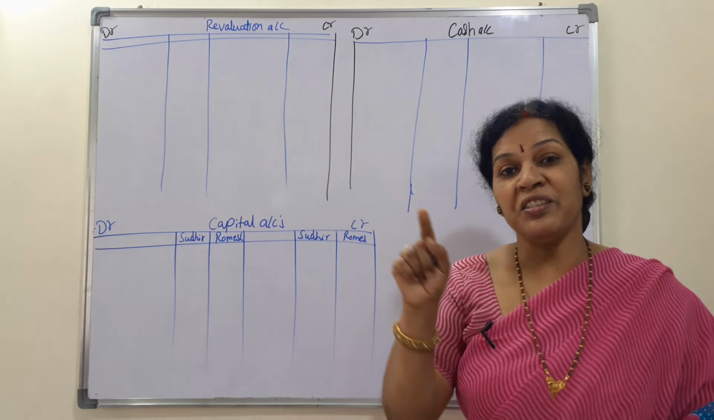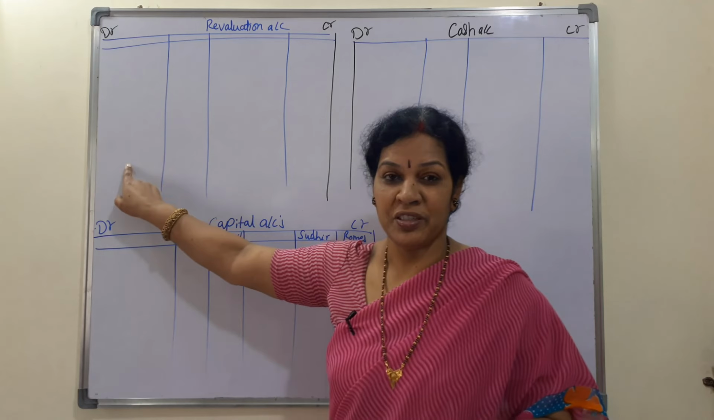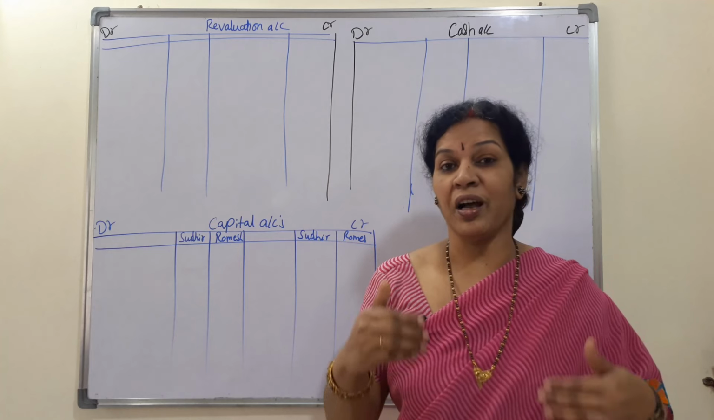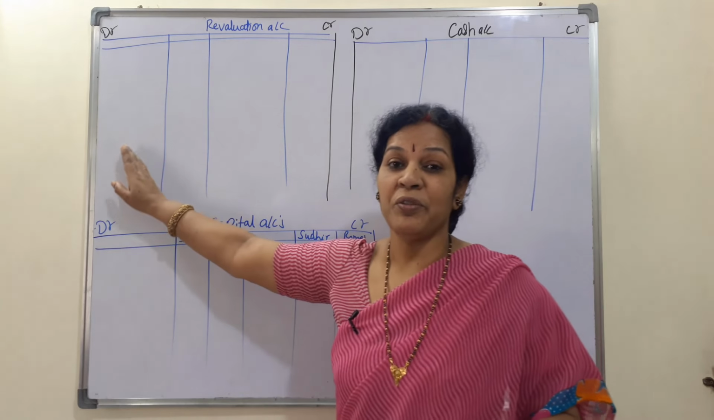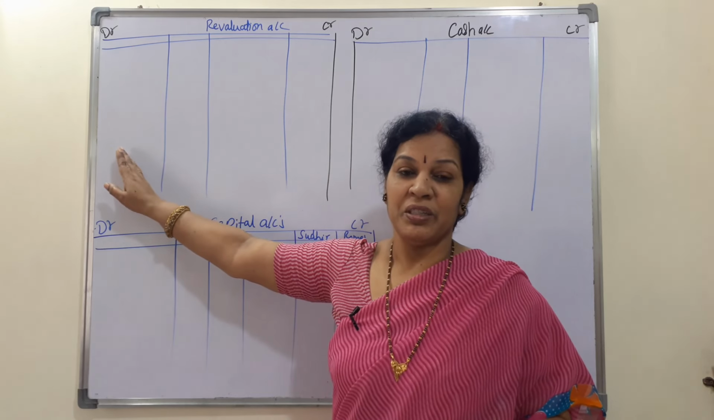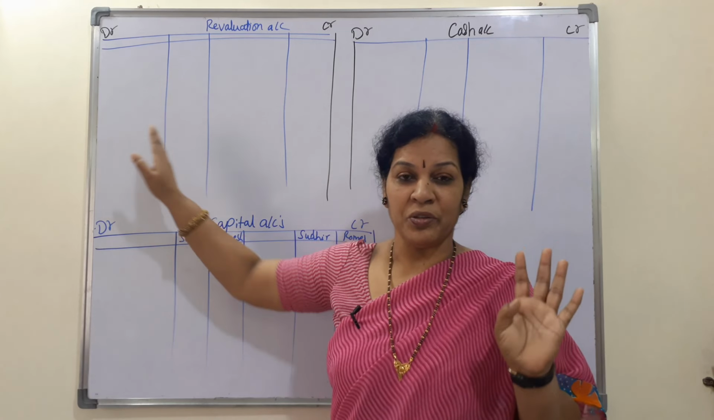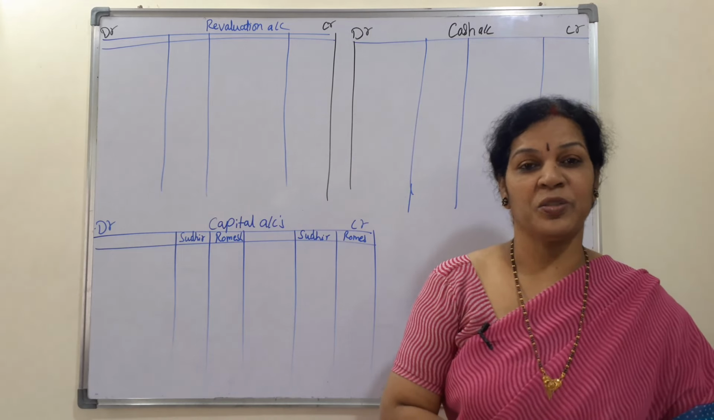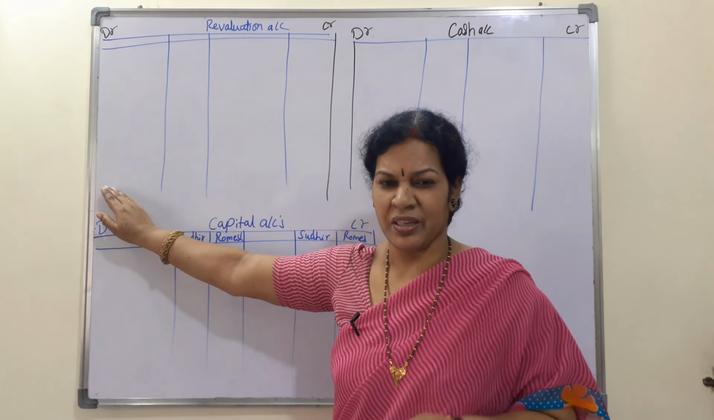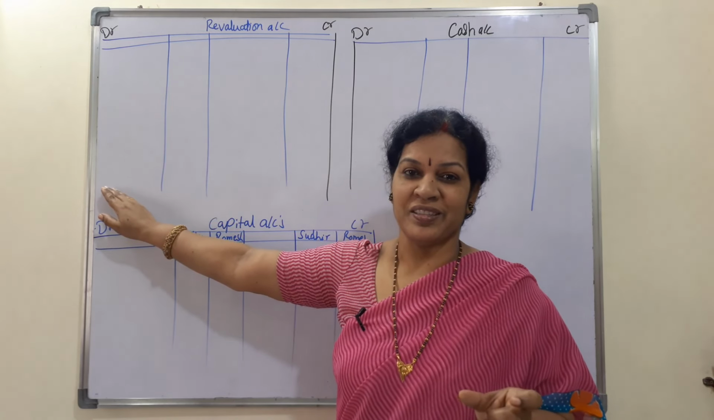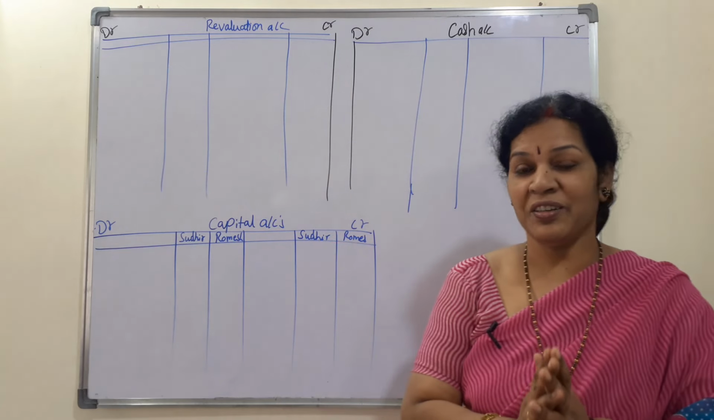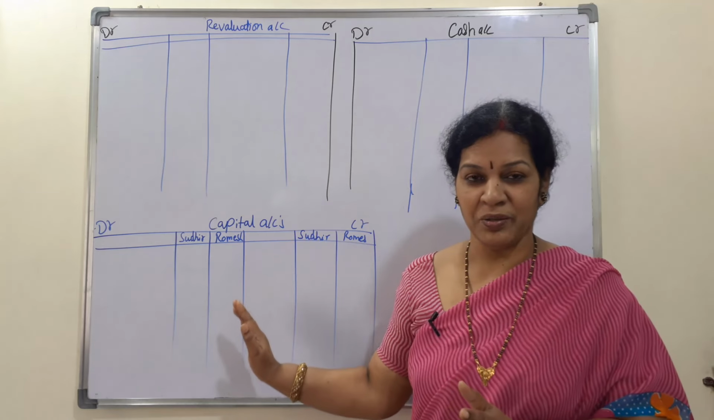In the same way, realization of liabilities, debit side. Like creditors or loan, anything there, how they are making a payment, that will be on the debit side. So the third point and fourth point are over. Another important thing is that expenses will always be on the debit side, realization expenses. So we'll be writing the realization account, then after that go for the capital accounts.